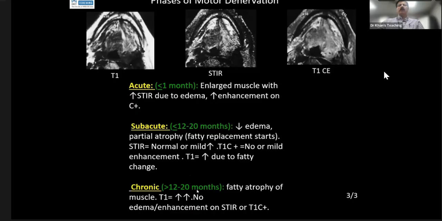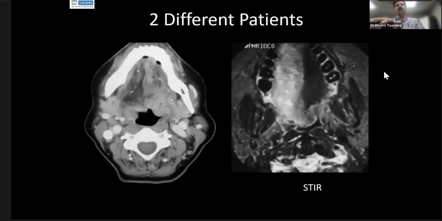In chronic, there will be fatty atrophy, which will be high signal on T1. There will be no enhancement or no edema. But in acute, there will be acute enhancement, acute edema. Subacute will be somewhere in between. So our case is somewhere in between. If you look carefully, there is high signal on this T1, meaning fatty infiltration. And then on STIR, there is a bit of edema and maybe a bit of enhancement. So it was subacute.